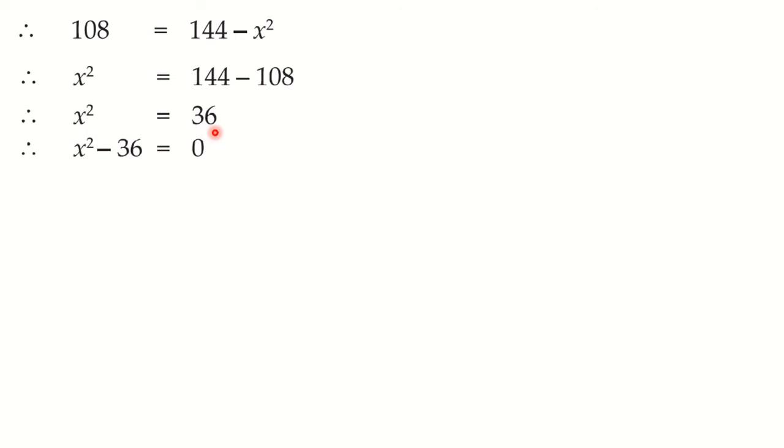x square is equal to 36, but here you don't write x is equal to 6. Why? Because we need to factorize it. So you have to write down in standard form. Writing the equation in standard form is very, very important. This step carries marks, so you need to write it in standard form.